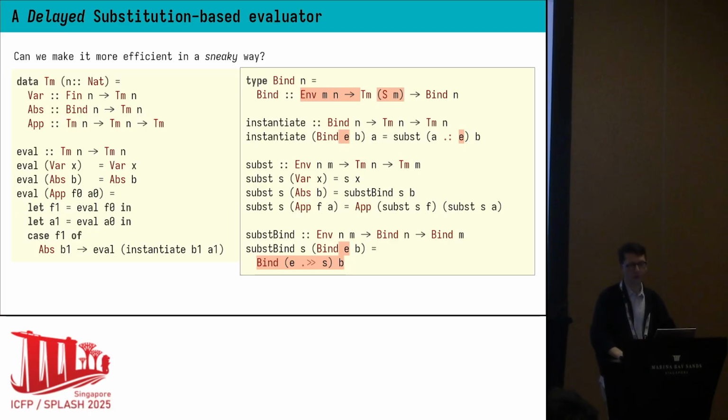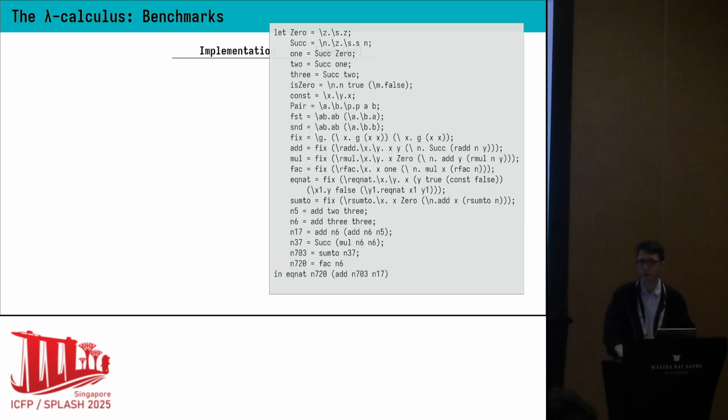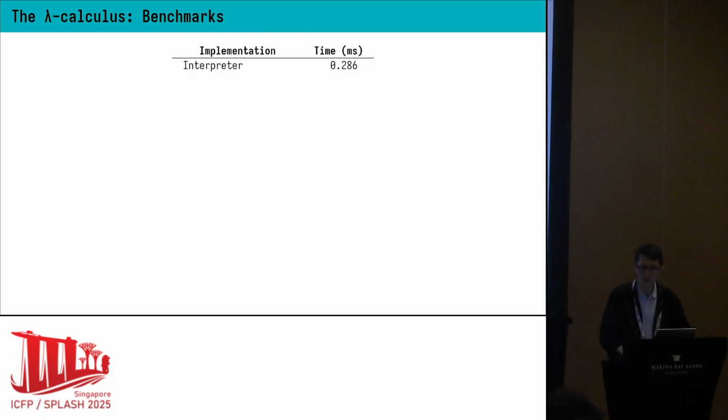Of course, up to this point, I've been kind of hand-waving about performance, what seems more efficient, but we can benchmark this. So we're going to benchmark our 3 implementations. Of course, we need a benchmark, and we're going to use this big term known as Lennard's term. Fundamentally, it's doing a lot of natural arithmetic using church numerals, so as you can guess, many beta reductions are going to happen. The first implementation of the interpreter is really fast, 0.2 milliseconds.